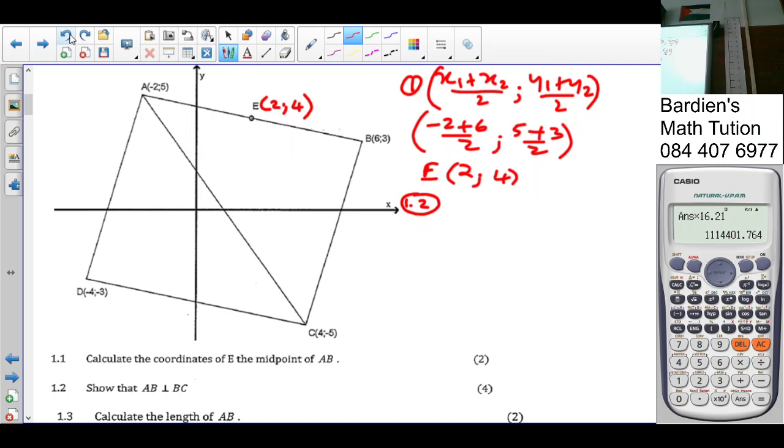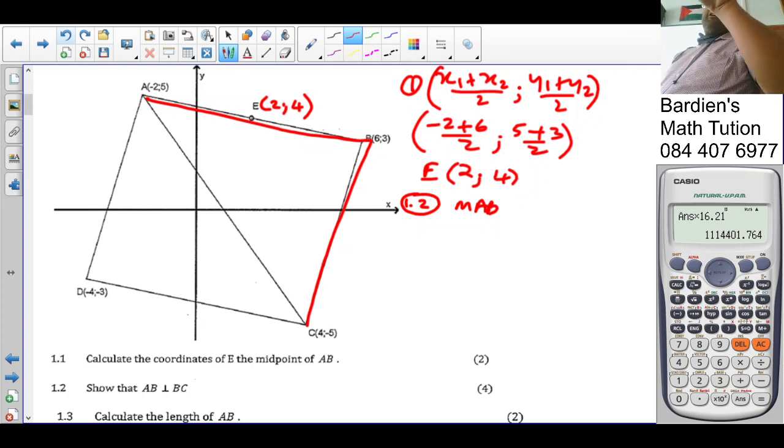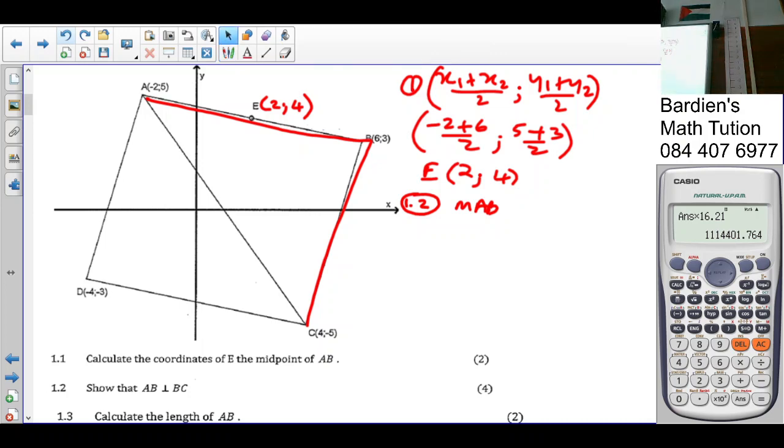So I work out the gradient of AB, and then I work out the gradient of BC. If I multiply the two together and I get an answer of negative 1, then they are perpendicular. You all agree with that? Alright. So let's check.